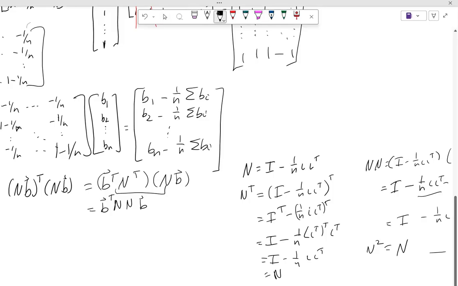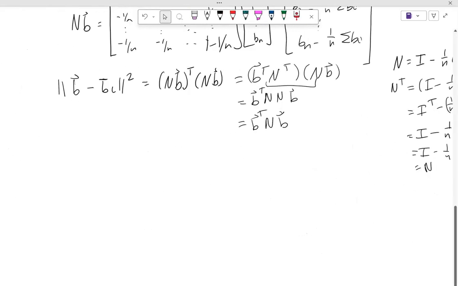N times n here I can now replace with just an n. Phew. Okay. This is a matrix way to represent that total sum of squares. And squared error, if you will, in some sense. All right. Why do we care? I don't know. Why do we care? Let's go back to where we were.